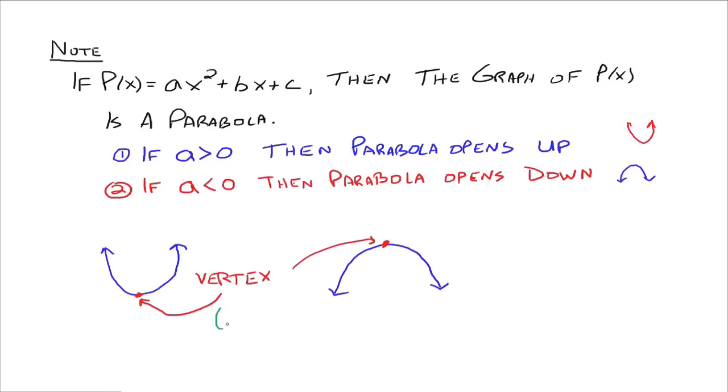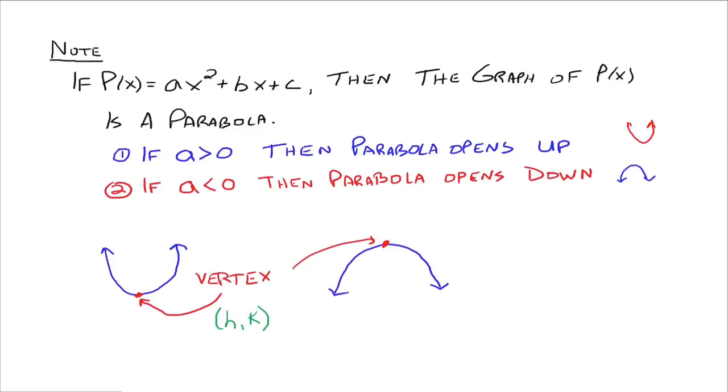And we're going to say it's of the form h, k, just to denote a generic ordered pair. So the vertex is a point, and we often use the h and the k to denote that point for the respective x and y coordinates for that particular point.